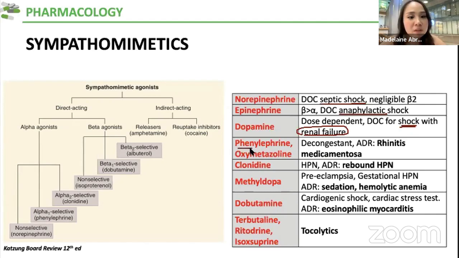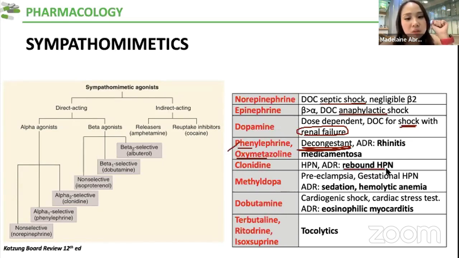Next, your phenylephrine and oxymetazoline, these are your decongestants. How? They're alpha-1 agonists. Alpha-1 agonist, ibig sabihin, they constrict. Ano ba kapag sipon? Dilated. Kaya sinisipon. So, to decongest you, constrict. So, use an alpha-1 agonist.